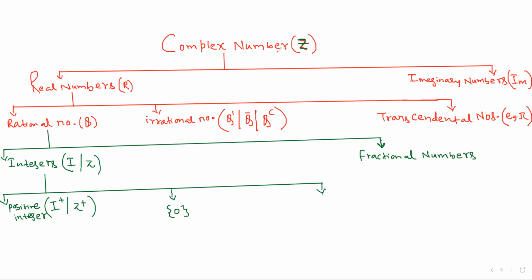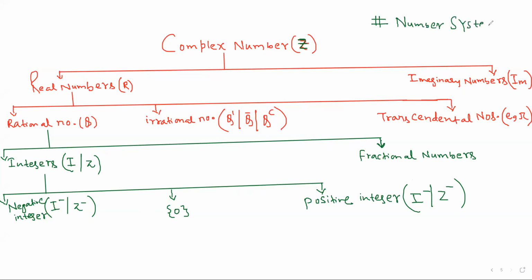You have to write in a systematic manner. First negative integer, then 0, then positive integer. Negative integer: I minus, Z minus. Okay. So this is the brief information about a number system, and you can say this is the number system chart. This is a very important thing.